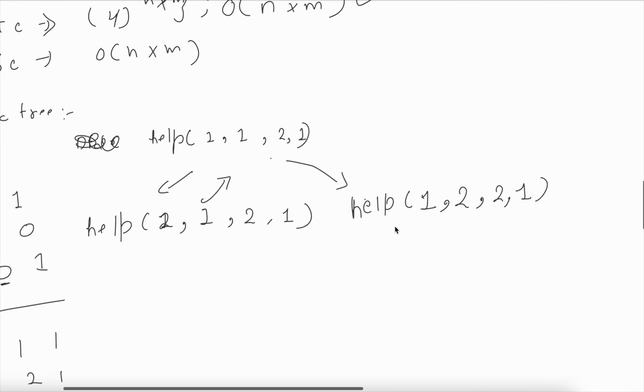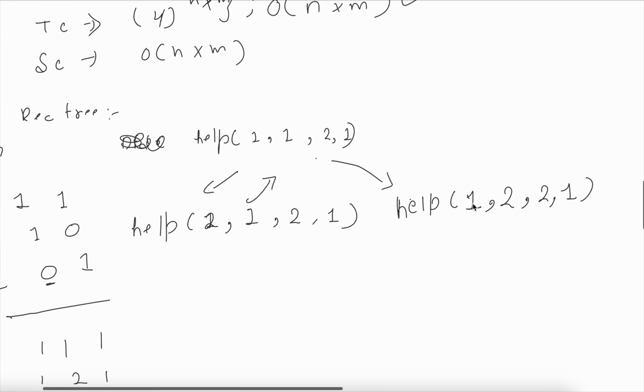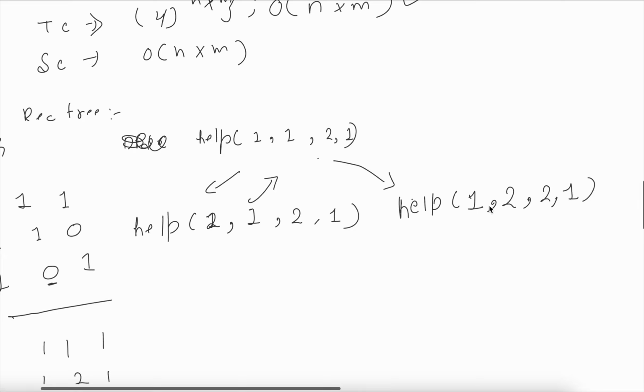Okay, now what will happen? 1 comma 2, is it filling as a boundary? No, it is inside the matrix, so it is not filling as a boundary. Whether this color is 0 is equal to 1, and 0 is not equal to 1. Okay, so this is filling our base case, so it will get returned.